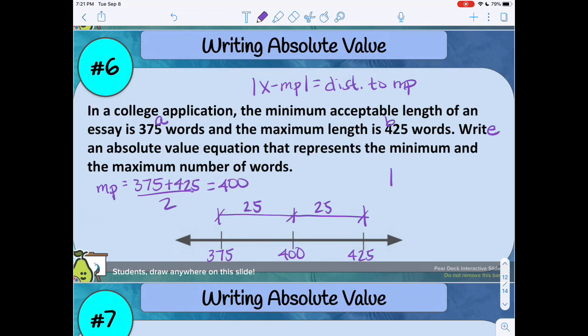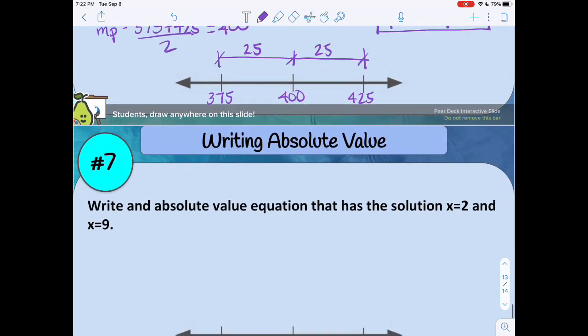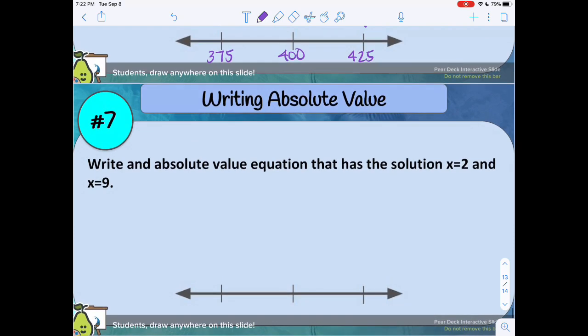All right, keeping with our format, I have |X minus my midpoint of 400| is equal to 25, my deviation or distance to the midpoint. Occasionally, you'll get an absolute value problem that just states solutions. It's not part of a word problem. It just straight up gives you solutions.